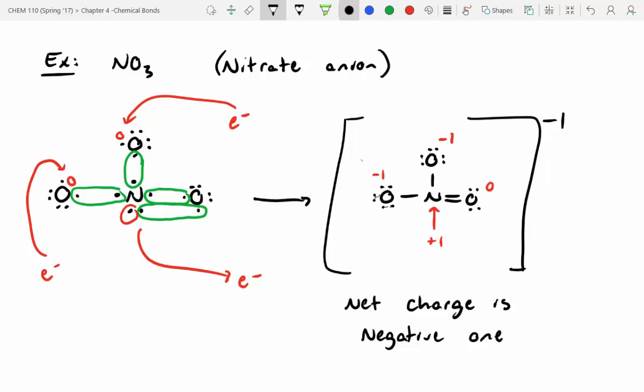These do get pretty complicated. Honestly, we're going to be testing you guys on the basics, so I do want you guys to memorize the name and then their overall charge. But if you go on in general chemistry, you're going to have to draw the more complicated structures.